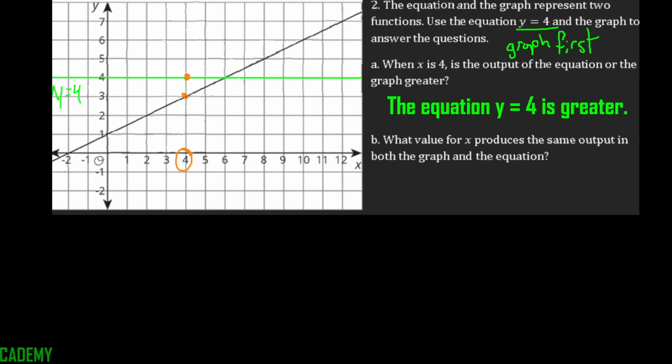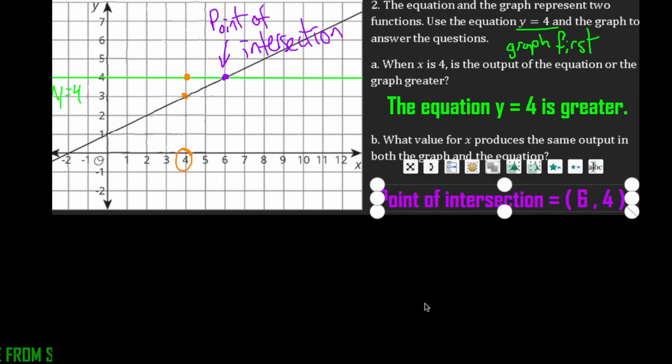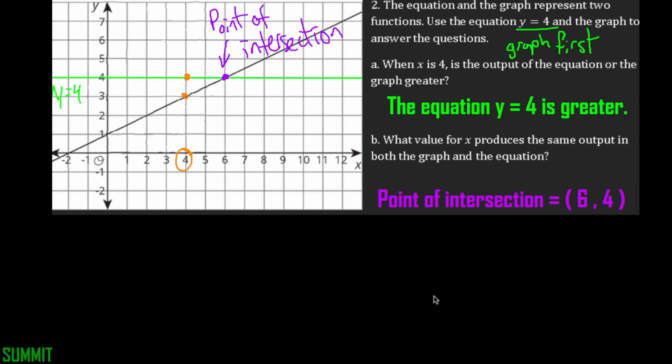Well, real simple. I'm going to find where they intersect, so that's going to be this point right here. So this is going to be our point of intersection. Again, that is where my 2 lines are equal. So I'm going to say my point of intersection for this system, or these 2 equations, is going to be 6, 4. And so the x value from that is going to be just 6.